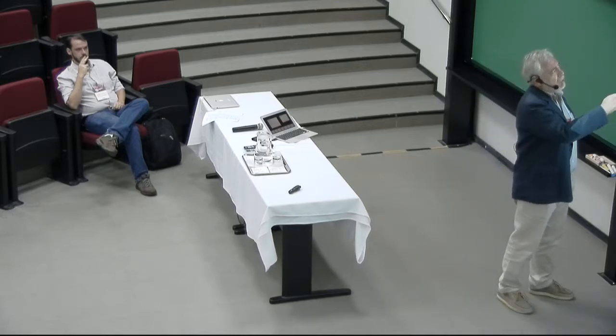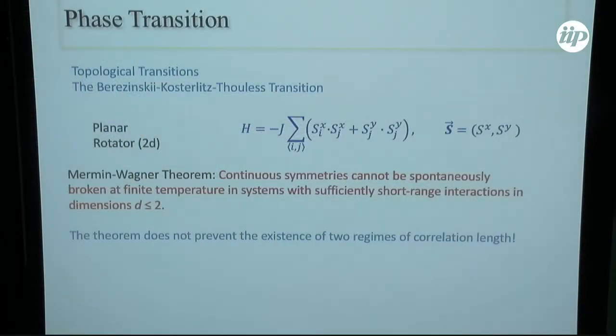And the main reason is here. This is a theorem, I believe it was stated in the 1960s. Continuous symmetry cannot be spontaneously broken at finite temperature in systems with sufficiently short range interaction. Well, sufficiently short range interaction is quite difficult to define, but in any case, if the interaction is second or third neighbor, for example, this is short enough. And then the theorem holds.